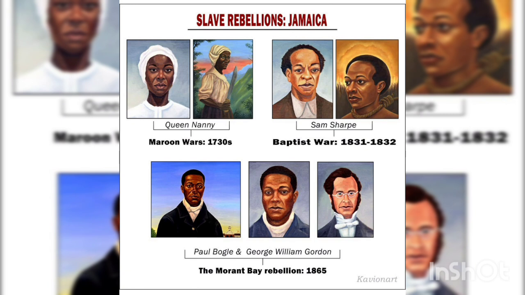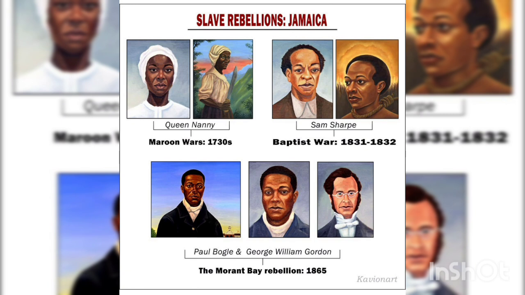The aftermath. The First Maroon War ended in 1739 with treaties between the British and Maroon leaders, particularly Cudjoe, allowing the Maroons to maintain their independence and control over their lands. However, tensions over land disputes and support for runaway slaves led to the Second Maroon War in 1795. After intense battles, the British subdued the Maroons, deporting many to Nova Scotia.